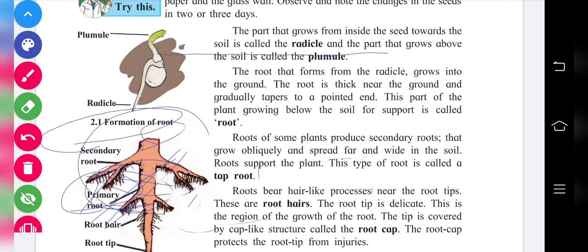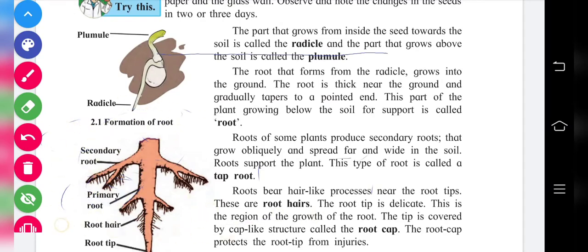So, what is the root? Roots of some plants produce secondary roots. So some is the first, the primary root, and some is the secondary root. What is the primary root? What is the secondary root? We can study in detail here.